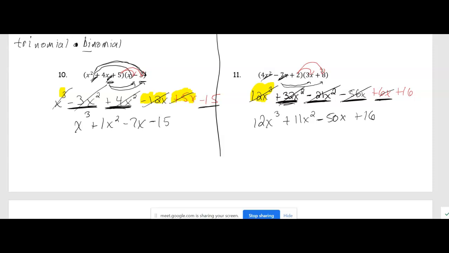All right. Not particularly hard necessarily, but just a lot of places to make little mistakes with our powers or adding like terms, things like that. But that's a trinomial by a binomial. All right. So finally done.